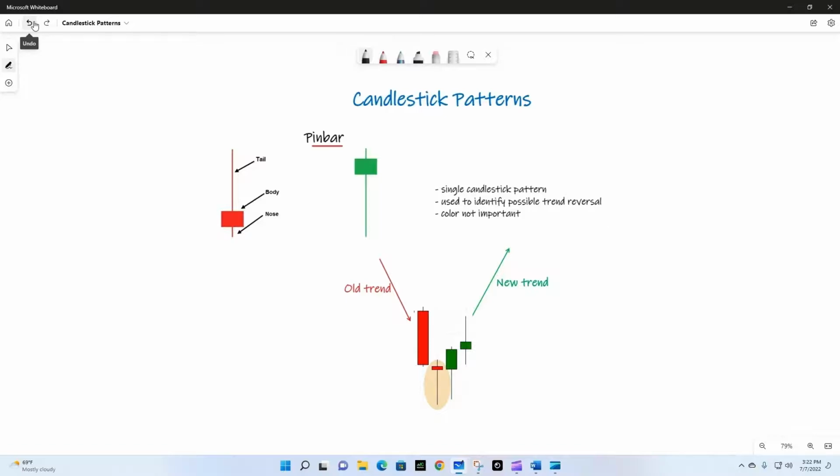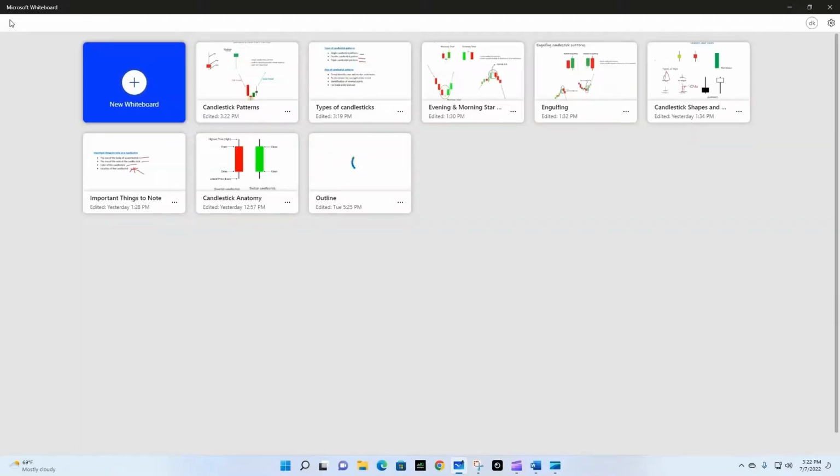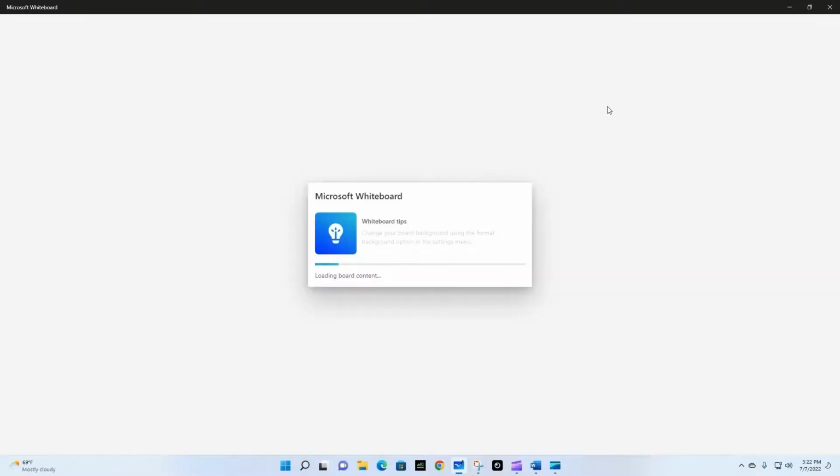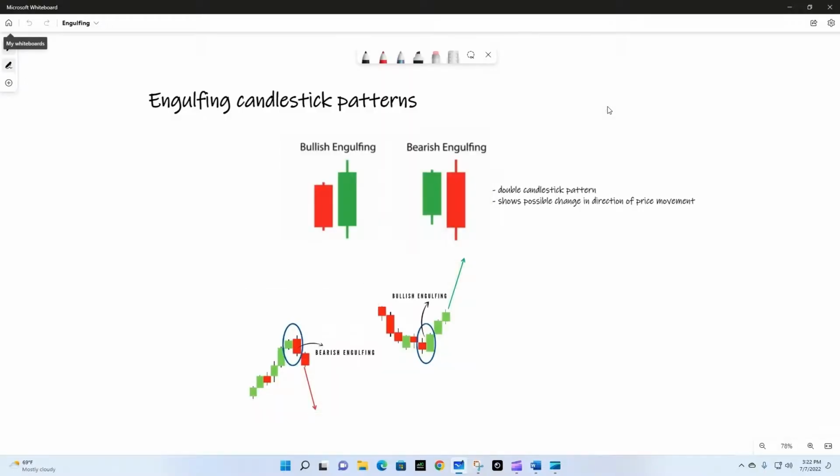So this is just one example of a single candlestick pattern. There are so many. If you read the Candlestick Bible, you'll see a variety of them. Another example is a double candlestick pattern. For double candlestick patterns, you need to see two candlesticks for the pattern to be complete. They come in pairs, and an example is an engulfing candlestick pattern.